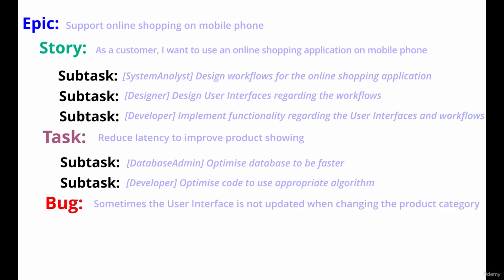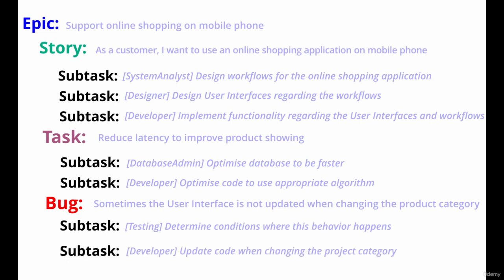The epic also contains a bug. Sometimes the user interface is not updated when changing the product category. The bug contains subtasks for testing to determine conditions where this behavior happens. This subtask may be assigned to QA or a developer. And the other subtask is for a developer to update code when changing the product category.